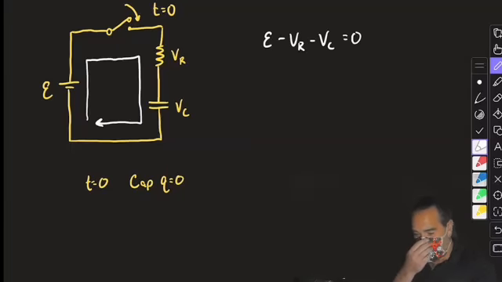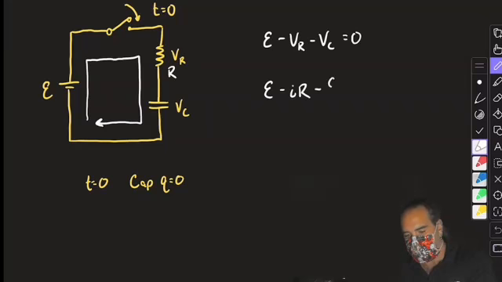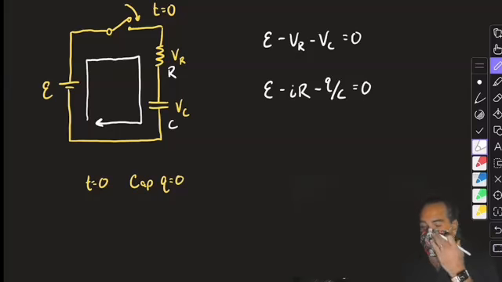Now, what we're going to do next is pretty straightforward. We're going to substitute in Ohm's law for our resistor, with R being the value of the resistance. And we're going to substitute in Q over C for the capacitor, with C being the value of the capacitance. We set that equal to 0. I'm purposely using lowercase q and lowercase i to represent the fact that these are transitioning variables that are not constants. And this is our Kirchhoff's equation.